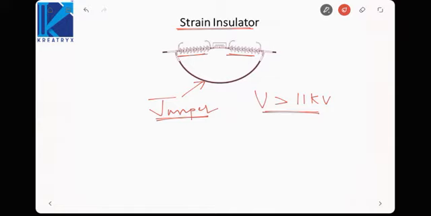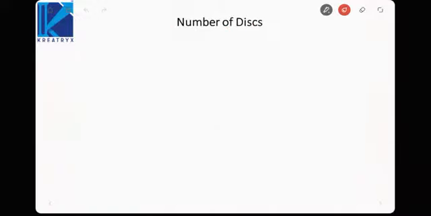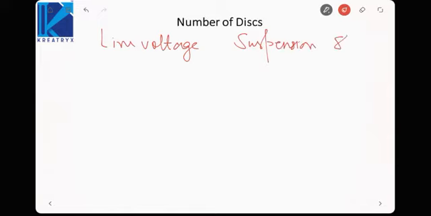Now we saw that suspension and the strain type of insulators are manufactured via different discs. So how do we decide how many discs are there to be used in the particular insulator? How many discs you should use? So the generally accepted criteria is that number of discs will be based on line voltage. Okay. Now this is suspension type and strain type.